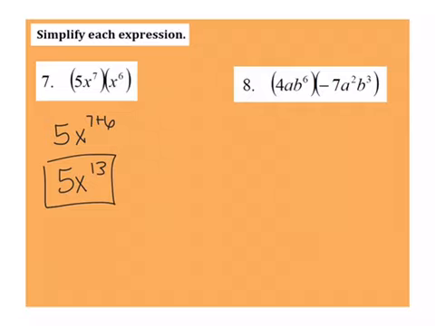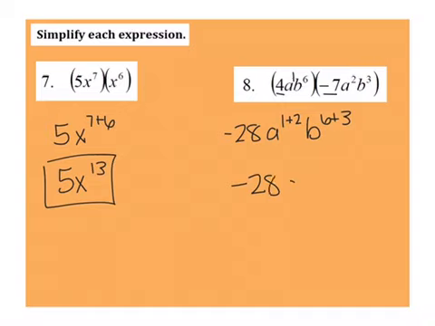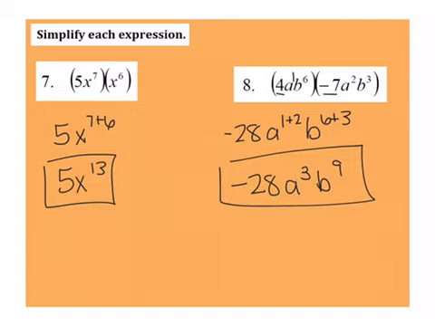Number 8 is the exact same kind of way. I have a 4 times a negative 7. So I get a negative 28. And then I have to add the powers. Remember, if there isn't a power there, it's an imaginary 1. So I have a to the 1 plus 2 and b to the 6 plus 3. So I get a negative 28, a to the 3rd, b to the 9th. I know I'm done because I have one coefficient, one a, and one b. I am good to go.